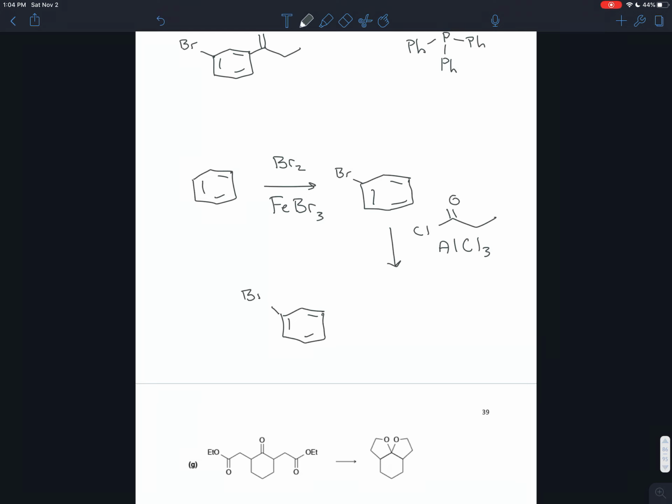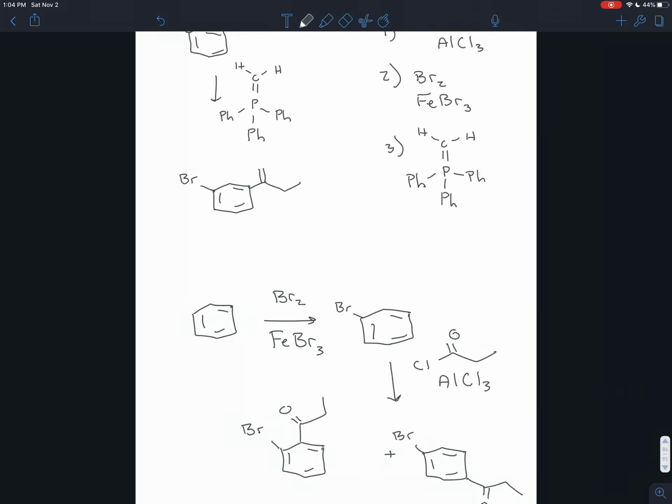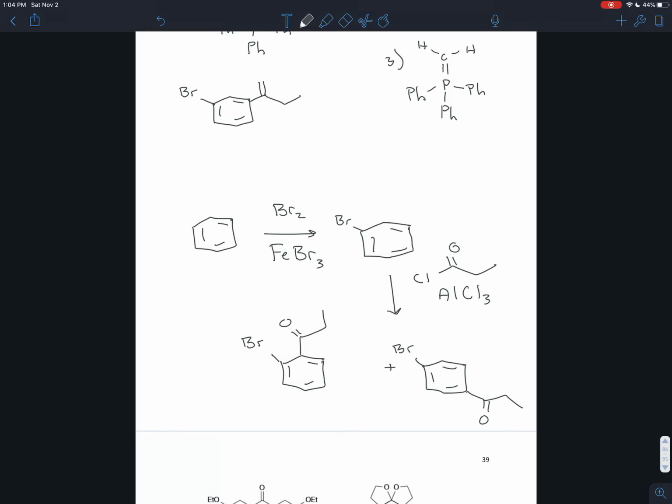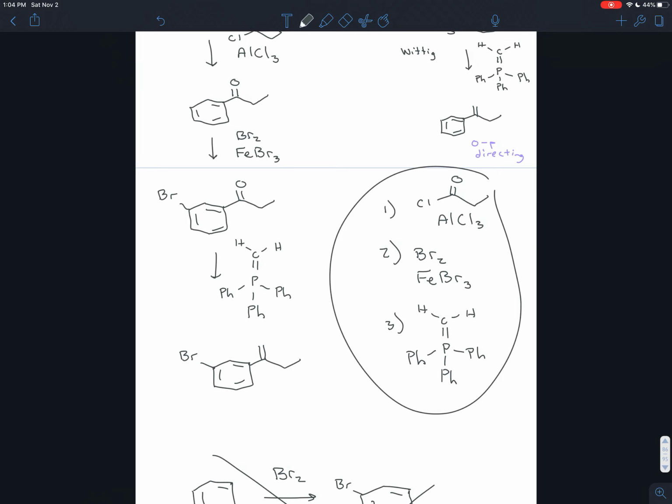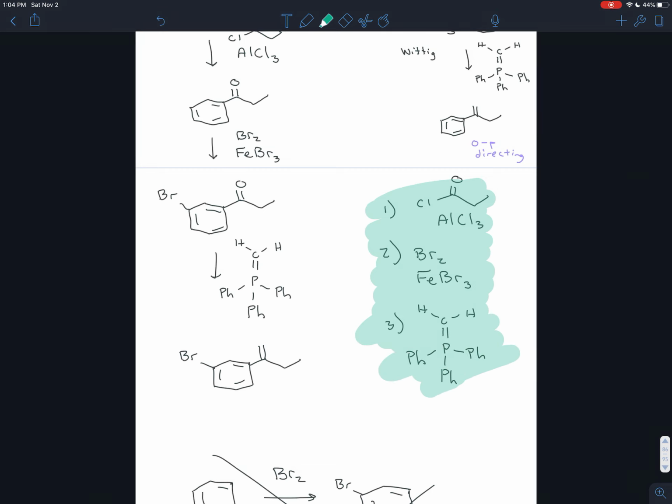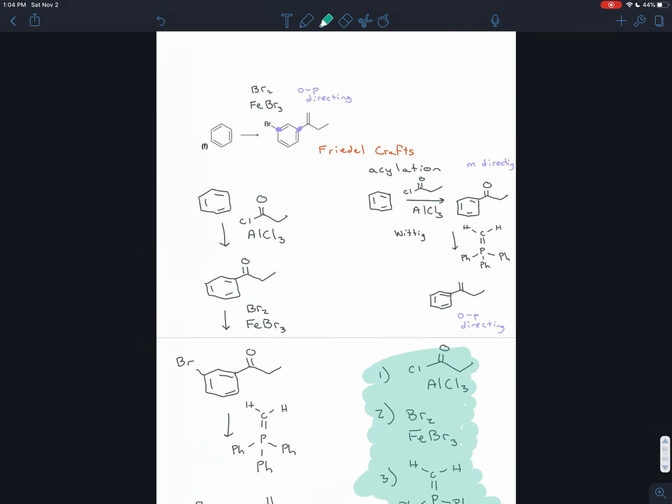So you'd have the bromine, you would have that as one product, this is the ortho product, and you'd also have the para product. But neither of those are what you want, which is the meta product. So you can't put the bromine on first. So this is a crucial order. It's not a long synthesis, which is good. That means it'll be more efficient, but it does require some thought.